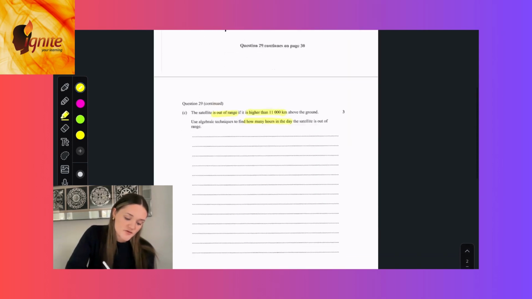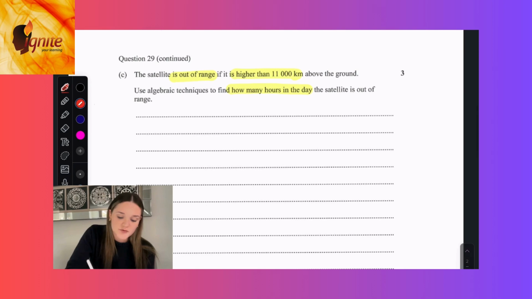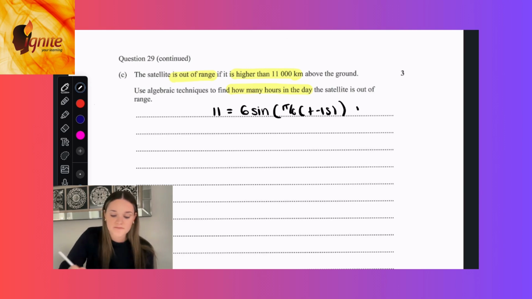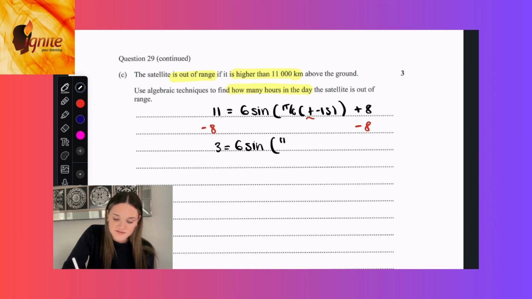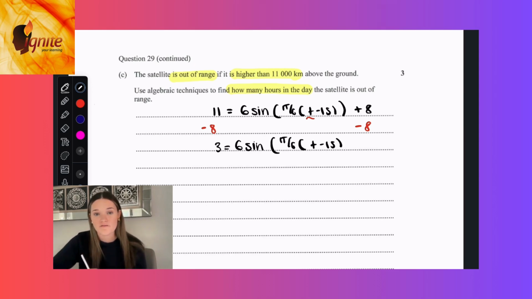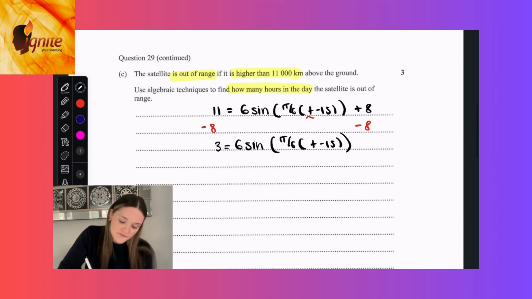Okay, so if we're going to solve this algebraically, we want to let this function equal 11. So 11 is equal to 6 sine of pi on 6 times (t minus 15), plus 8. And we're trying to solve for t. Minusing both sides by 8, I get 3 is equal to 6 sine of pi on 6 times (t minus 15). I then want to get rid of the coefficient at the front, so I'm going to divide both sides by 6. So I get 0.5 is equal to sine of pi on 6 times (t minus 15).